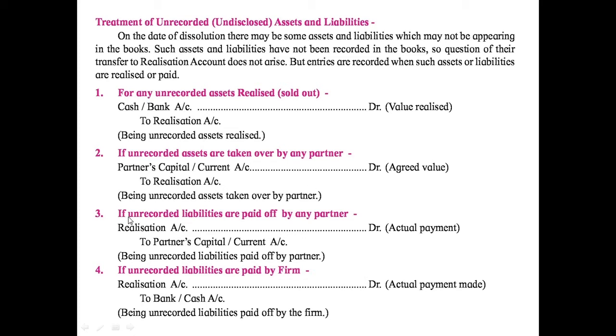Then next is in case of unrecorded liability. If that liability is paid by any partner, then realization account debit to partner's capital or current account, because he becomes the giver, he is paying for that liability. And if the unrecorded liability is paid by the firm, then realization account debit to cash or bank, because when the firm makes the payment, at that time cash goes out, so cash account is credited here.